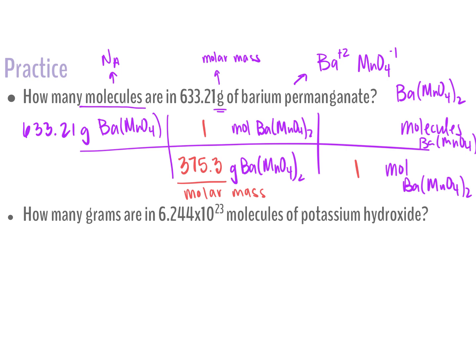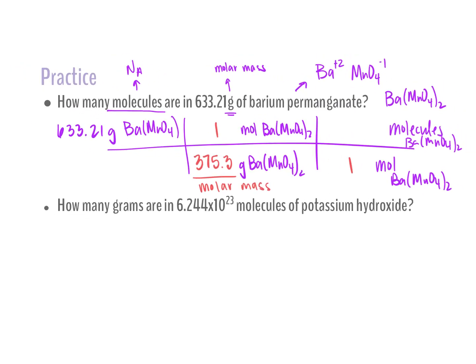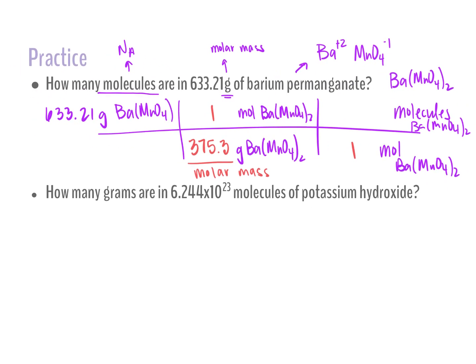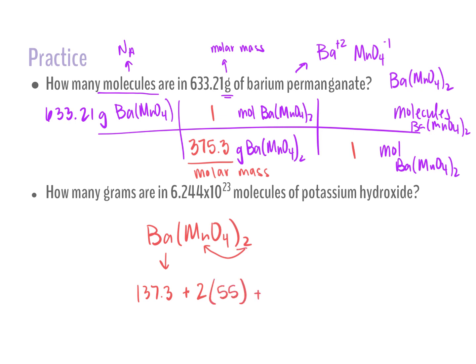Yeah, 56. Okay, so molar mass here. Listen, I'm hearing some molar mass issues. So for barium permanganate, MnO4 2, barium is 137.3 plus 2 manganese. Plus how many oxygens? Now, 4 times 2 would be 8. Does that make sense?